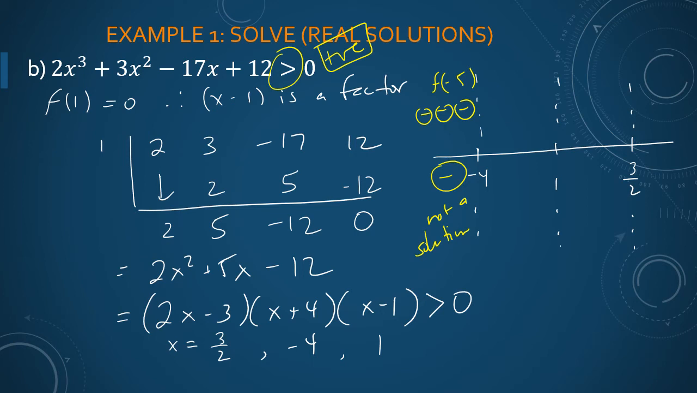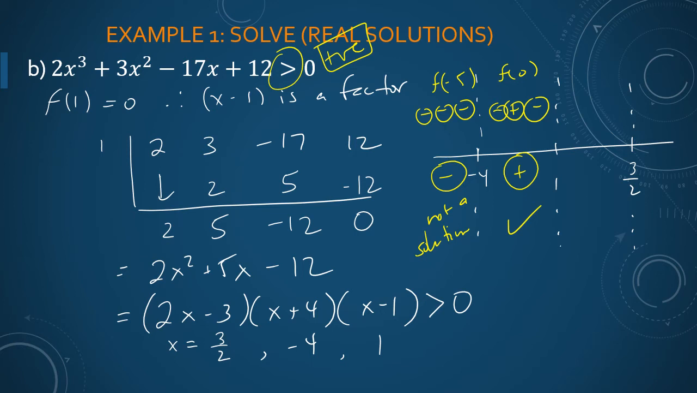Pick a number between -4 and 1. 0 would be the easiest. That would be negative, positive, negative, just using my factors down below. Multiply those. Overall positive. That is a solution.